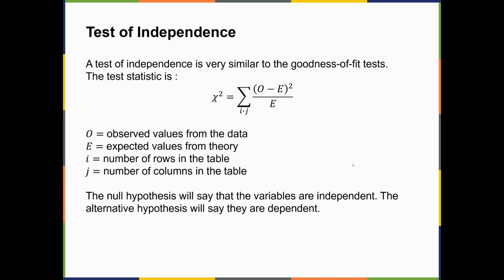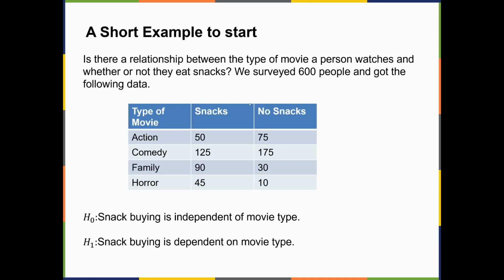So the test of independence is going to be very similar to the goodness of fit test, and this is our test statistic. It's almost exactly the same, except that we're going to sum over all possible values in the table. That's what this I times J looks like. The null hypothesis will say that the variables are independent, and the alternative hypothesis will say that they are dependent.